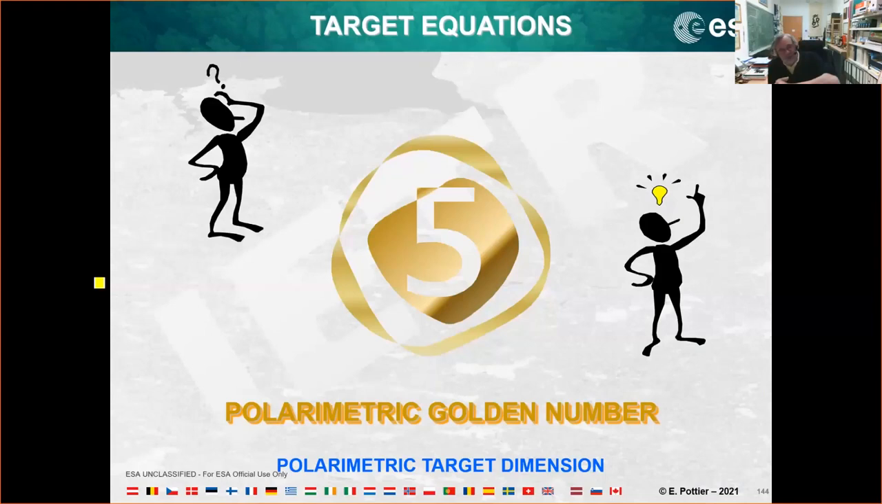Okay, so if we continue, next step is maybe the most important slide of my lecture. It's a very beautiful slide. And you have the number five. So remember that five is the most important parameter, which is why we call it the polarimetric golden number, because it corresponds to the polarimetric target dimension.